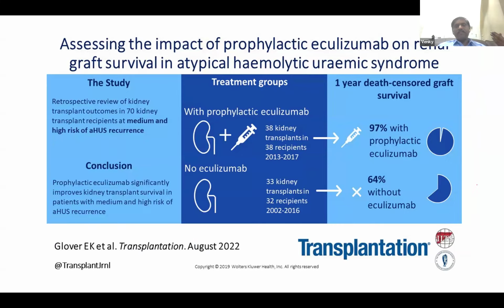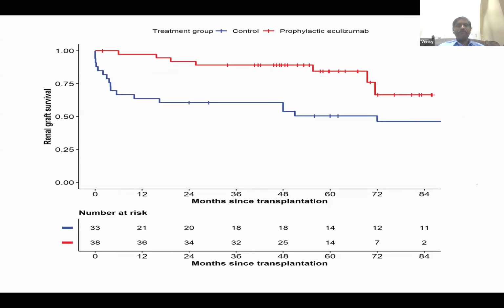So this is a graphical representation of the above table, which shows 70 patients with medium to high risk, who received eculizumab or no eculizumab. The 1 year survival rate was 97% with eculizumab and 64% without eculizumab. Based on this, prophylactic eculizumab improves survival in patients with medium and high risk of atypical HUS recurrence, as recommended by KDIGO.